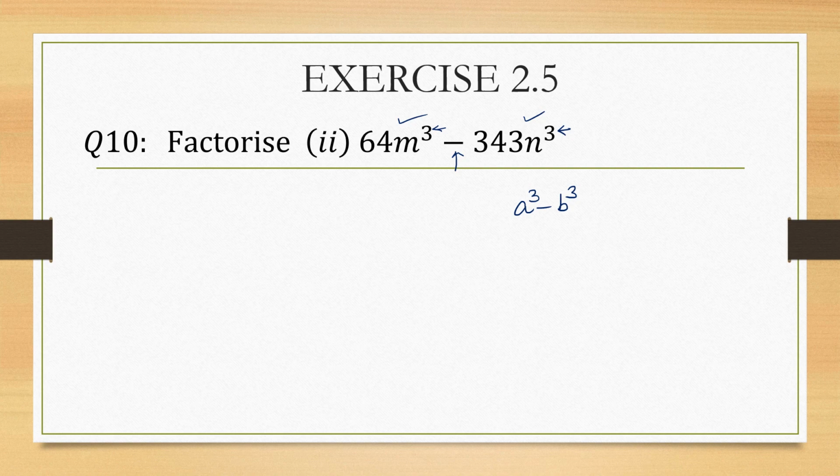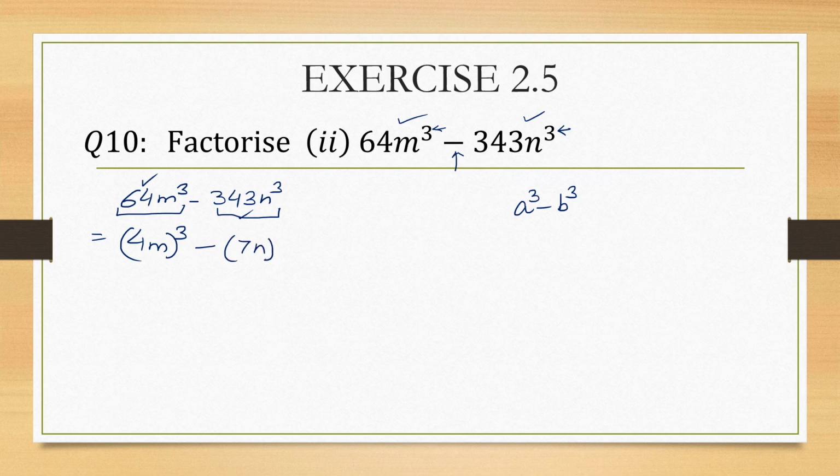By looking at the terms and sign in between, you have to decide which identity you are going to apply. For now in this, it is 64m cube minus 343n cube. If you observe it closely, then 64 is a perfect cube. 64 is a cube of 4. So this term can be written as 4m whole cube. Because 64 is a cube of 4 and the m's exponent is already 3. Same way, 343 is cube of 7. So this complete term can be written as 7n whole cube.